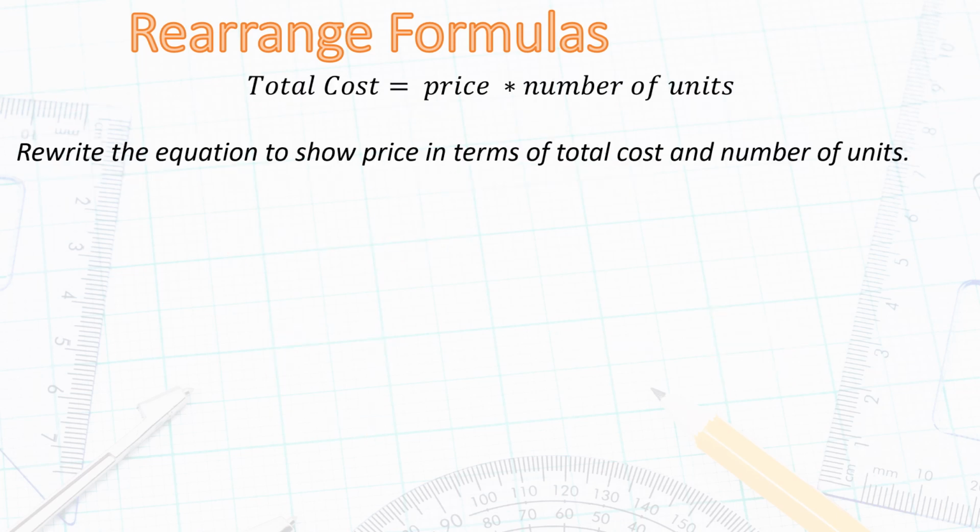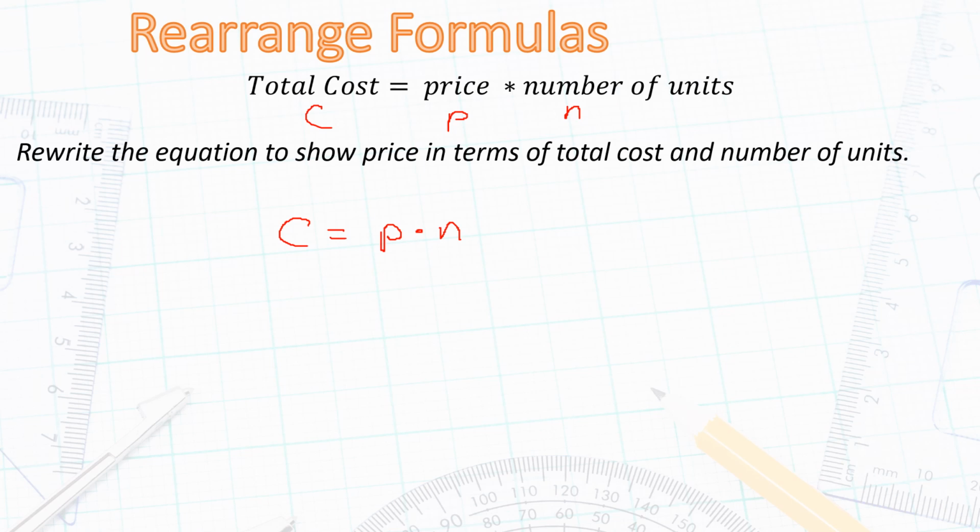All right, here's another one. Very common one. The total cost of a purchase is going to be the price times the number of units you bought. So we're going to rewrite this one to show price in terms of the total cost and the number of units. So I'm going to say C equals price times number of units n. So I'm picking random variables. I'm just making it up. I'm just saying C, P, and N.